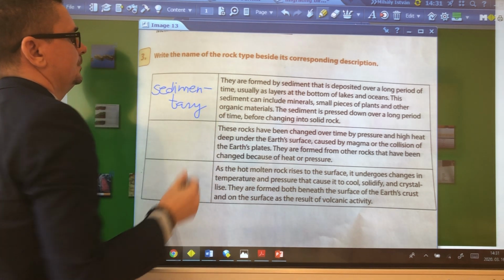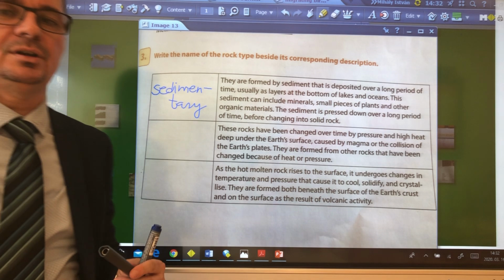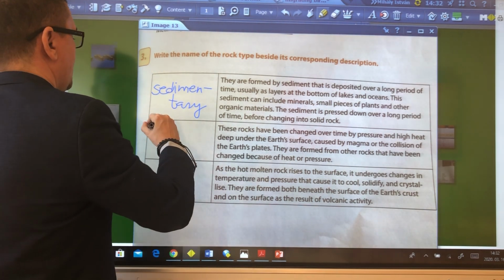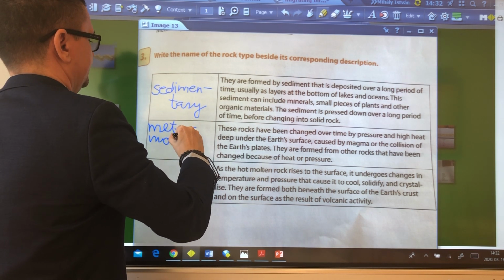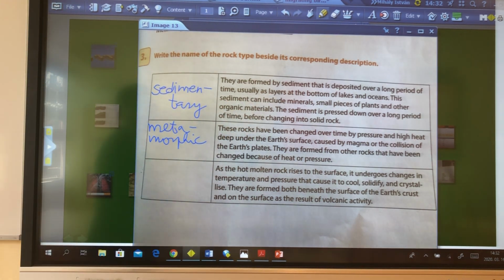Sedimentary. Next one. These rocks have been changed over time by pressure and high heat deep under the Earth's surface caused by magma or the collision of the Earth's plates. They are formed from other rocks that have been changed because of heat or pressure. Heat and pressure, these two words are the key words here. What did you write here? Metamorphic. Sorry about my writing, it's not that simple to write with this one.